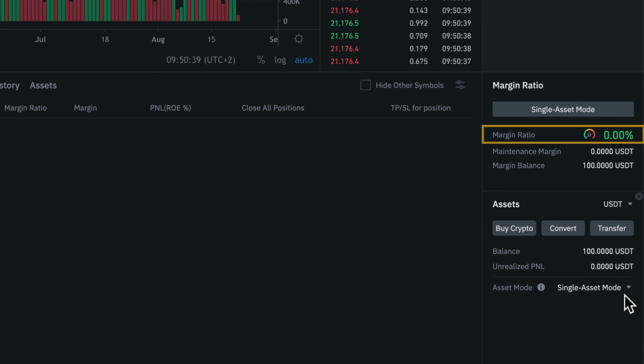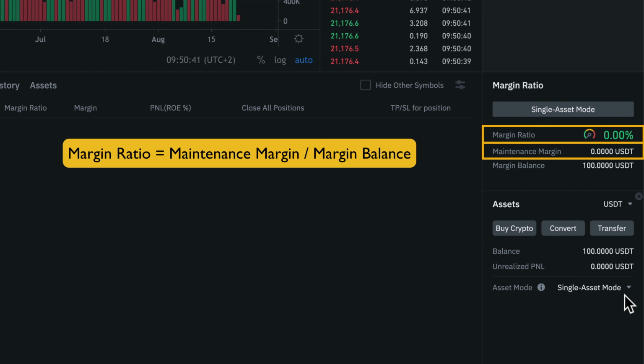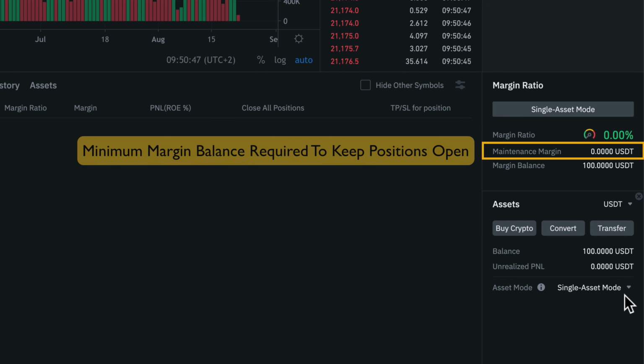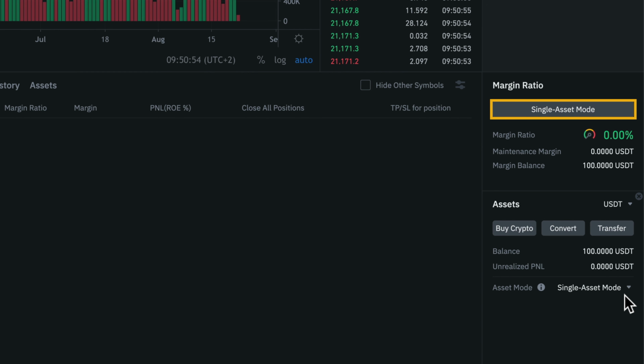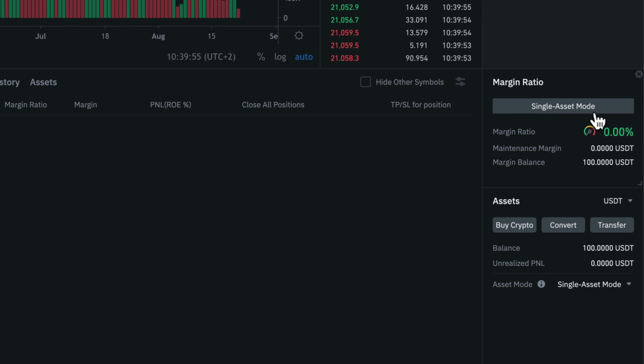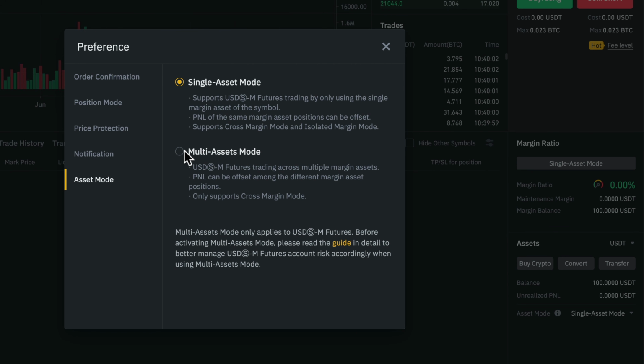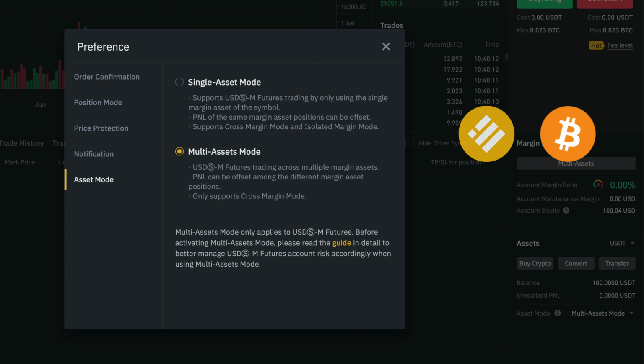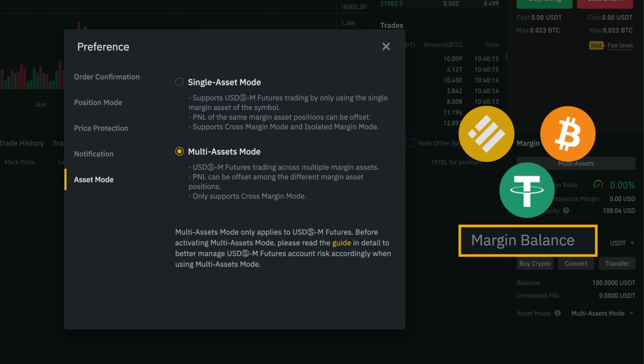The margin ratio is calculated by taking the maintenance margin and dividing it by our margin balance. The maintenance margin shows us the minimum amount of margin balance required to keep our positions open. As we can see here, we are currently in single asset mode, which means that only our US dollar Tether will be considered as our margin balance for our open positions in US dollar Tether. If we switch from single asset mode to multi-asset mode, all of the other assets in our futures wallet, like for example BUSD or Bitcoin, will also be counted towards our margin balance.